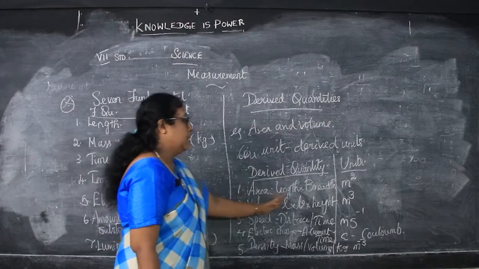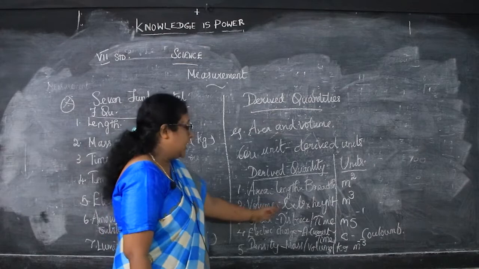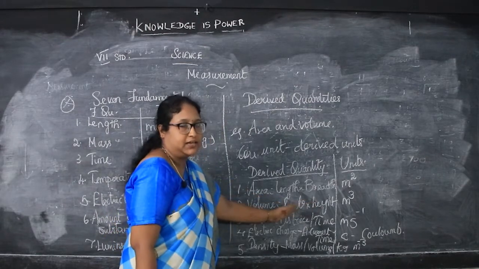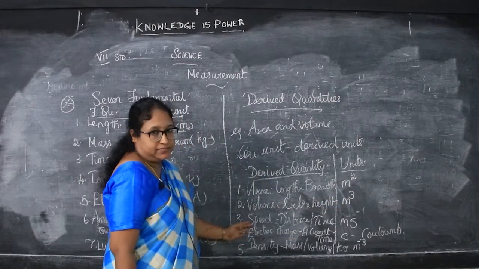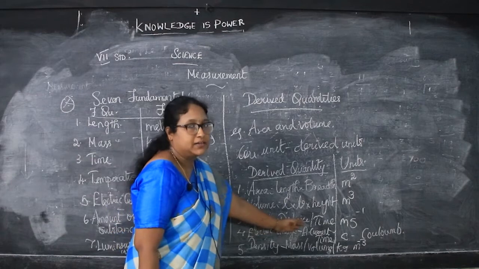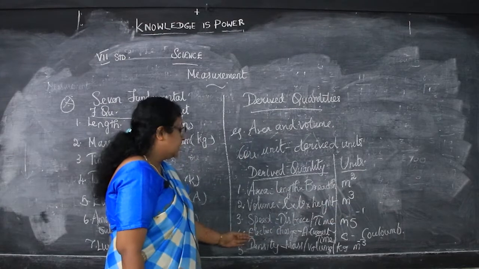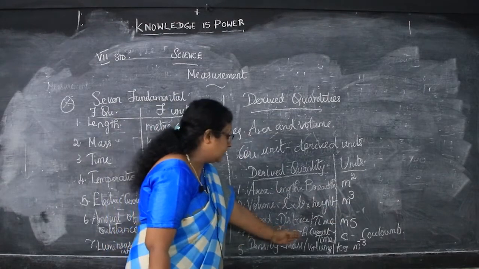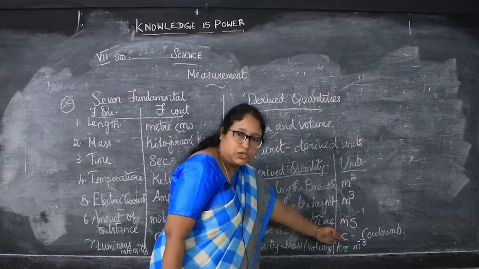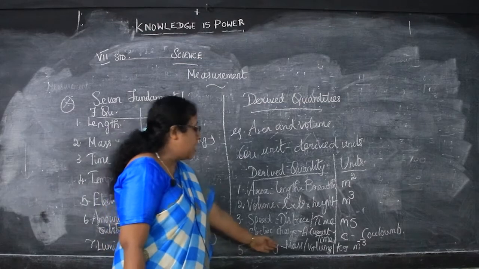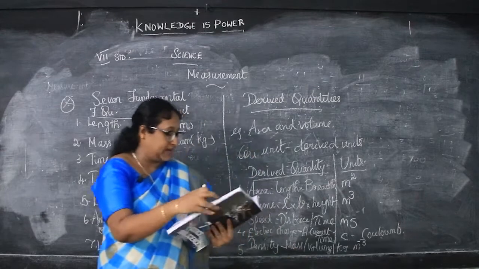So area is length into breadth and the unit is square meter. Then volume, L into B into H, that is length into breadth into height, and the unit is cubic meter. Then speed, distance by time taken, so m s to the power of minus 1. Then electric charge, electric current into time, that is C, otherwise called a coulomb. Then density, mass by volume, kg m to the power of minus 3.